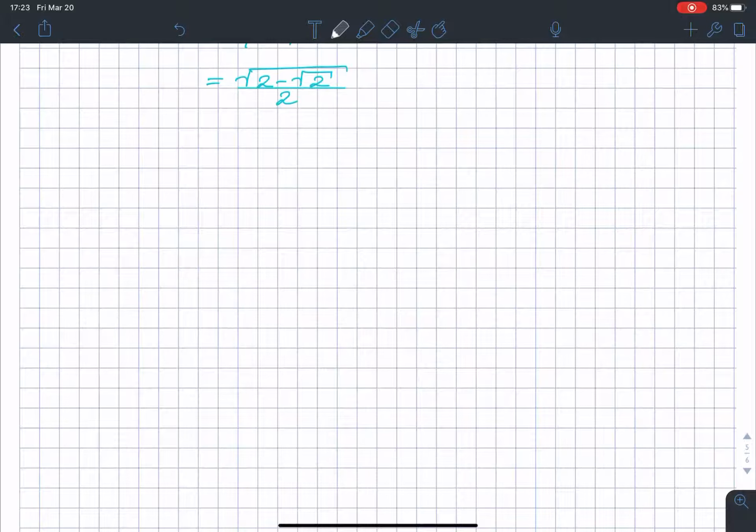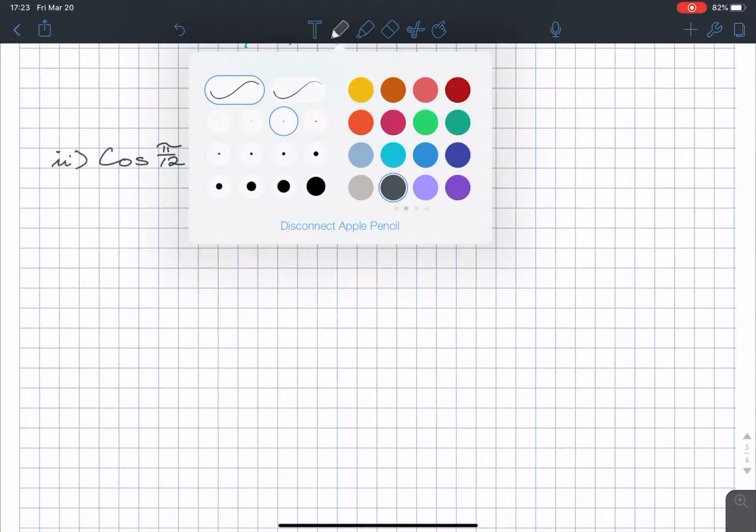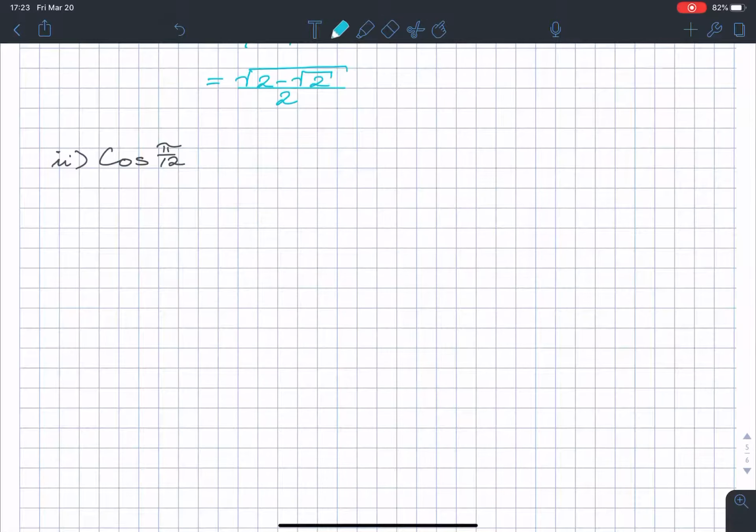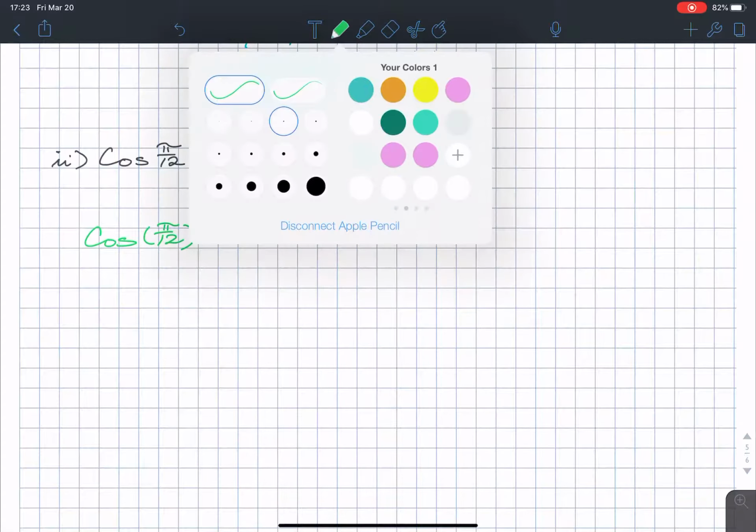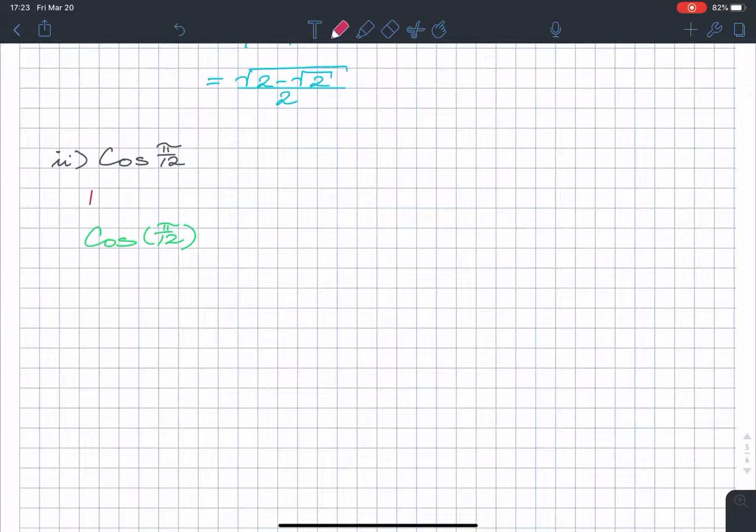Okay, so number 2. Let's evaluate cosine of pi over 12, which is actually 15 degrees. Okay, let me do this in green to change it up. So cosine of pi over 12. Well, maybe I should recall first. What was the half angle formula for cosine? Let's recall.